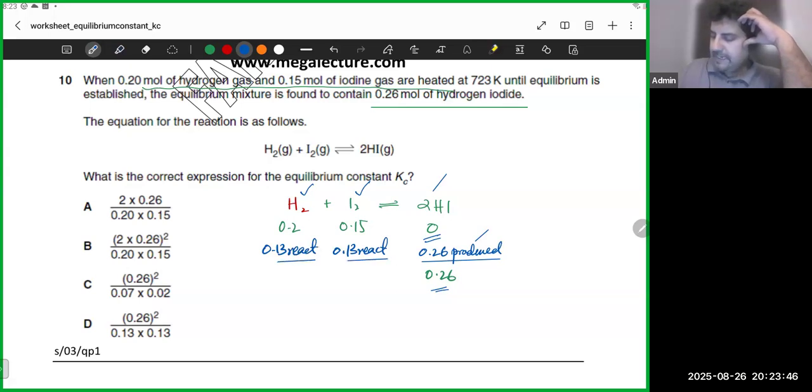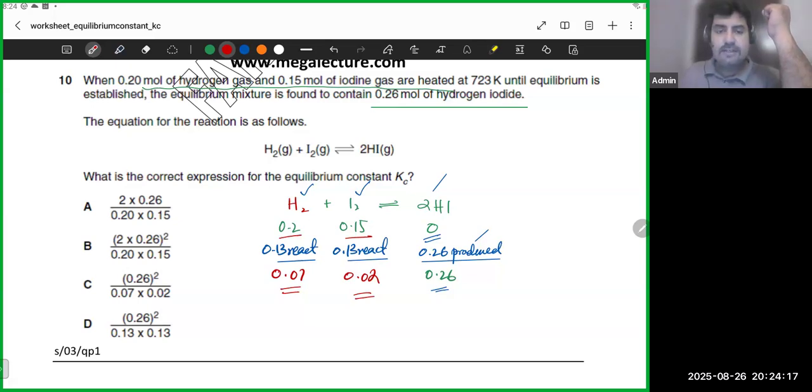So it's clear that 0.26 got produced. You had 0 and now you have 0.26. And according to the ratio, 0.13 and 0.13 will react. So out of 0.15, 0.13 reacted, so you're left with how many moles? 0.15 minus 0.13, how much is that? That's 0.02. And out of 0.2 moles, your starting moles, 0.13 reacted, so you're left with 0.07 moles as well. So you found your equilibrium moles, and now you just have to find Kc.